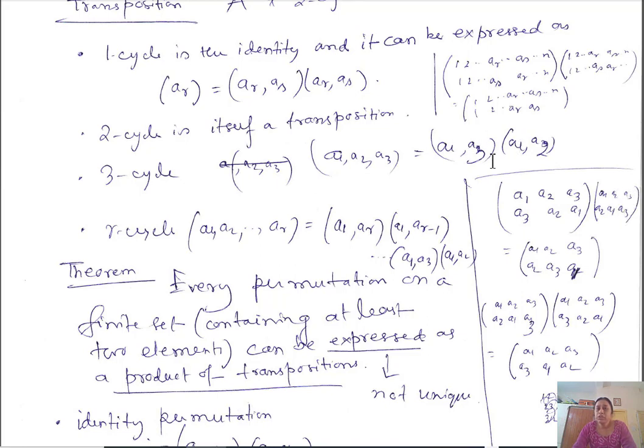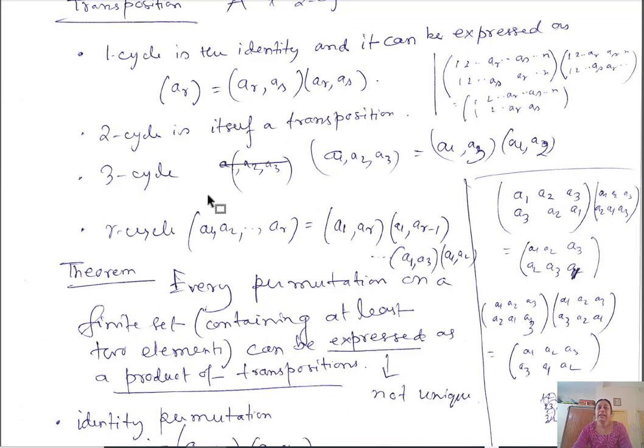Now, if you take the composition of this and this, how do we perform it? First you see this (A1 A2) here, now you check from here. A1 is going to A2, and then A2 is going to A2. So here A1 to A2. A2 is going to A1, A1 is going to A3, so this is A3. A3 is going to A3 and A3 is going to A1, so it is A1. So if you take the composition on the right hand side, you are getting this cycle: A1 is going to A2, A2 is going to A3, A3 is going to A1. So this is the cycle (A1 A2 A3).